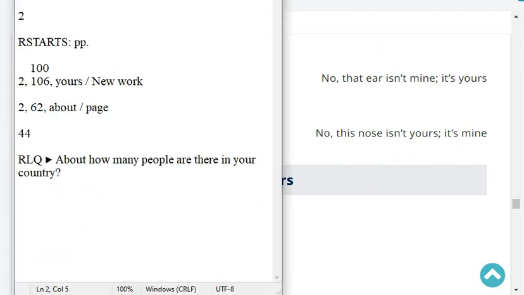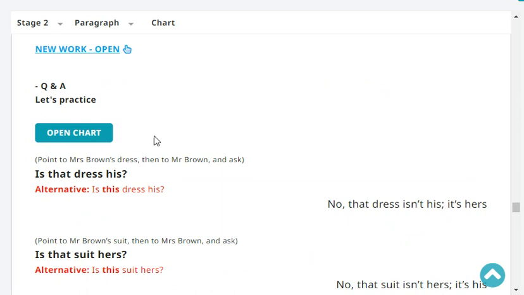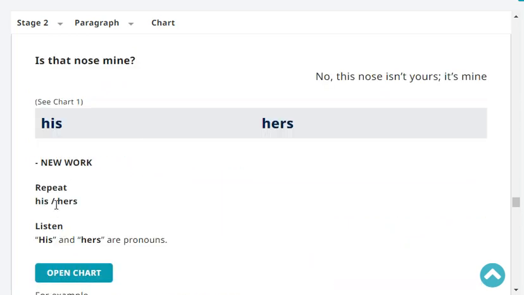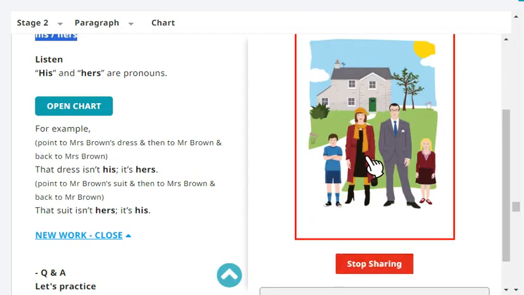Okay, and that's the end of our revision. Let's have new work. Very good, very fast. Okay, so let's start. Okay, repeat: his, hers. Very good. Okay, his and hers are pronouns. His is for man, hers is for woman. For example, that dress isn't his, it's hers. Okay, that suit isn't hers, it's his.